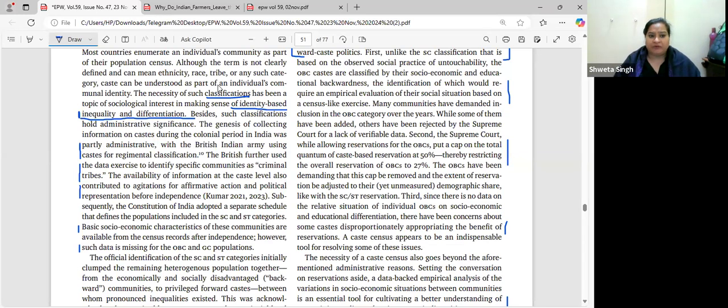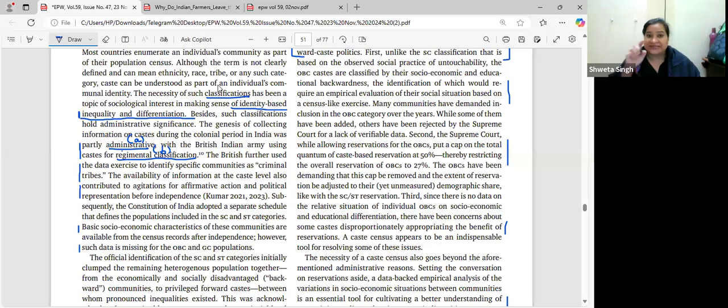So it will be helpful for us administratively. So when we are talking about background, pre-independence, how it was done. It was done for two reasons. We can see the British did it for administrative reasons, A. Second, they did it for regimentation, regimental classification, like Rajput regiment, Gorkha regiment.